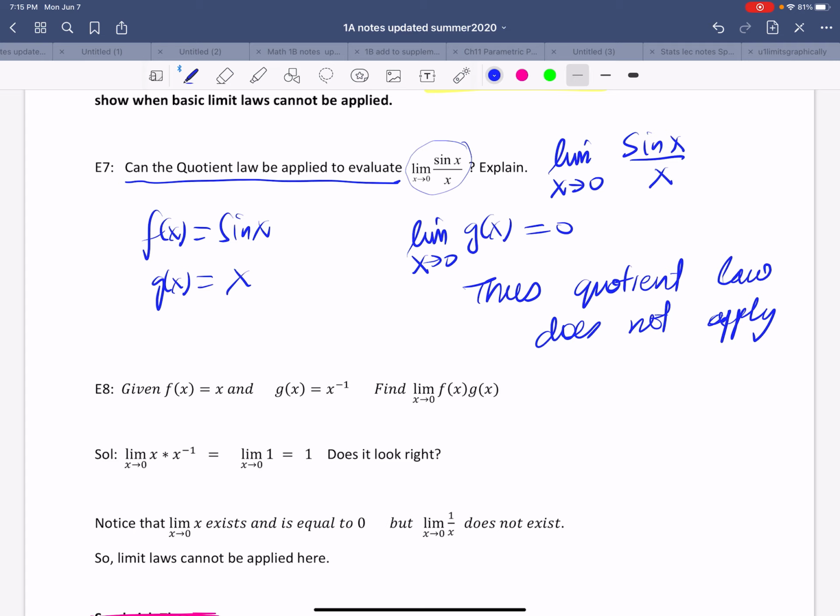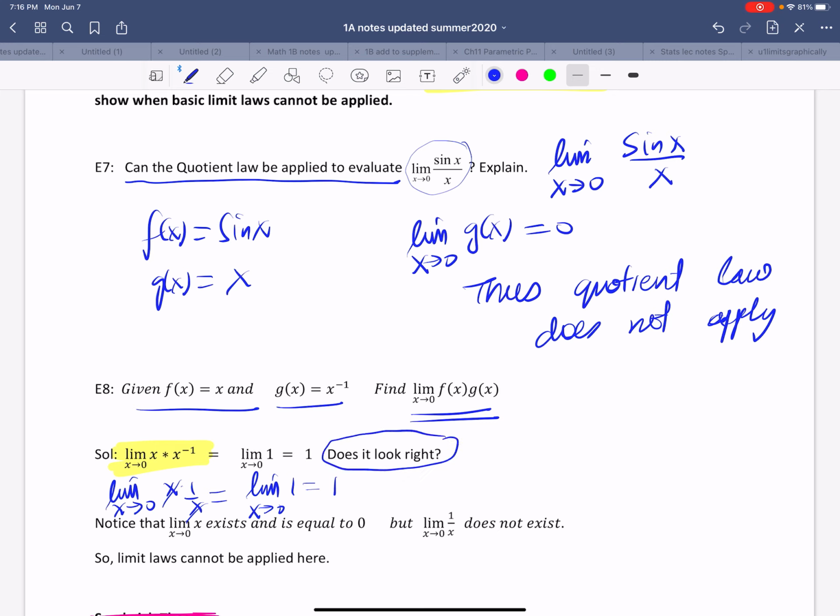Okay, next, given f of x is x and g of x is x to the power -1, can we find this limit? Let's see. If I say the limit as x approaches 0 of x times x to the power -1, this is x times 1 over x, these will cancel, and I'm left with the limit as x approaches 0 of 1, which will be 1. Does that look right? Is that correct?